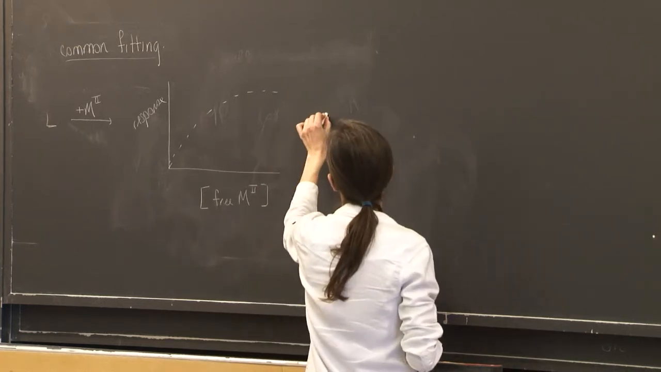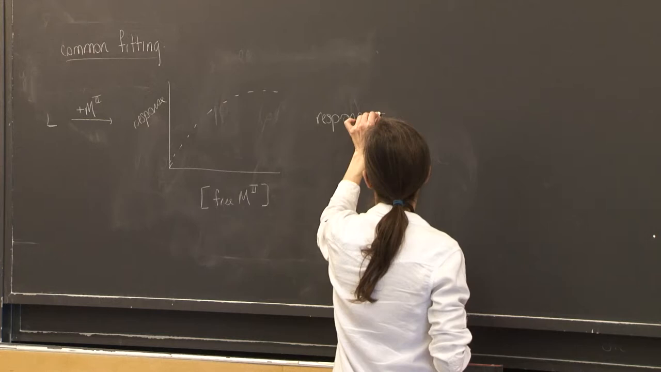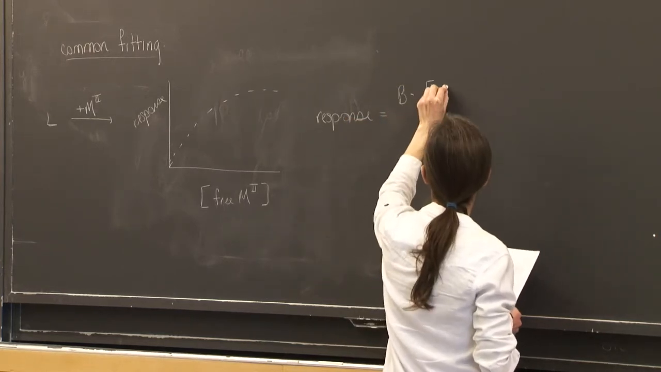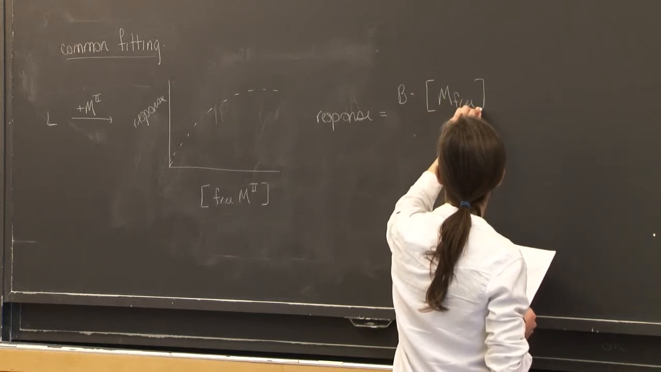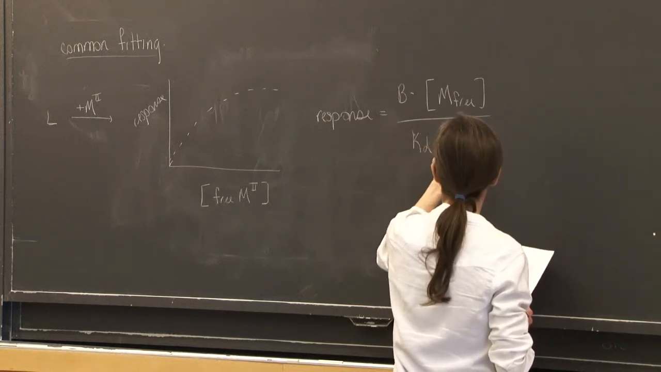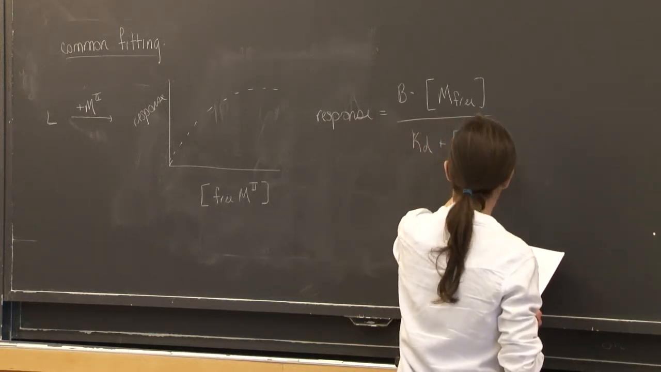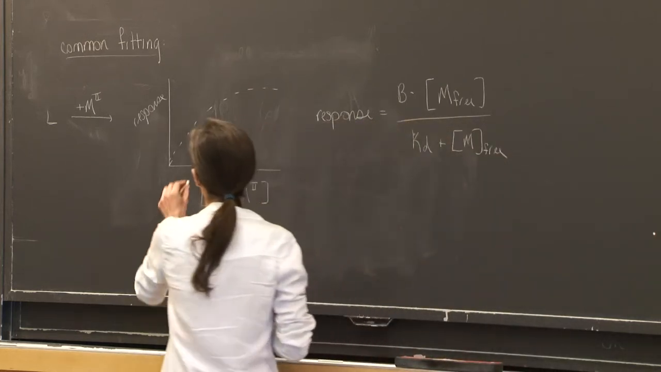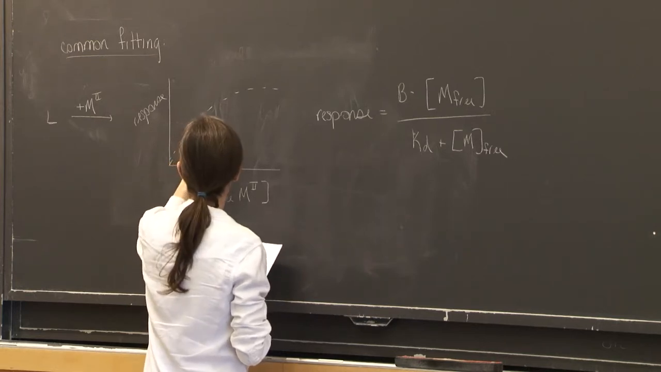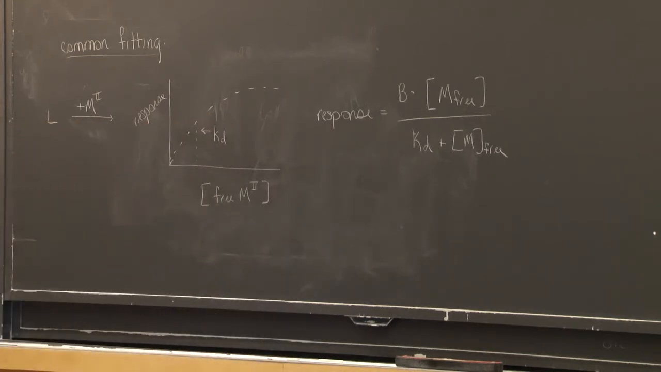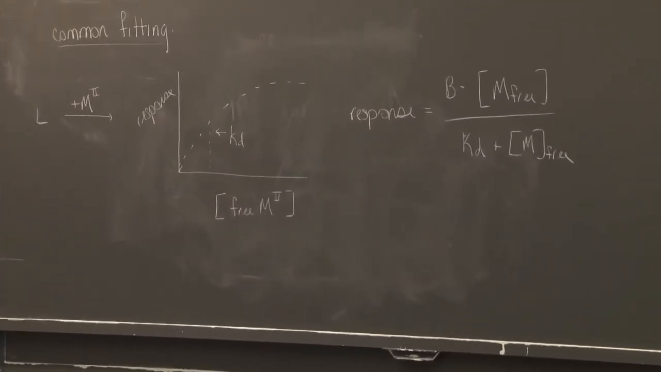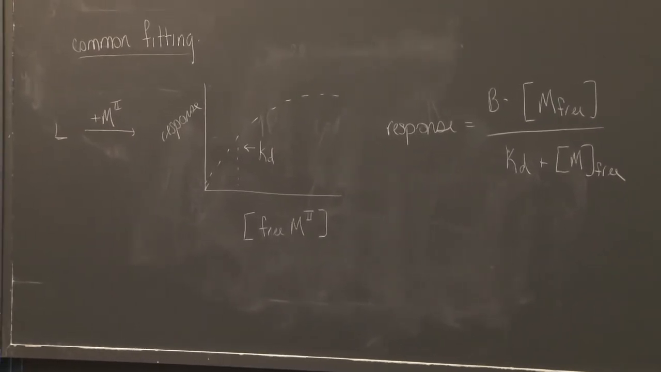What we can say is that the response equals a constant times the concentration of free metal over the Kd plus the concentration of free metal here, right? So effectively, we get the Kd. Okay, so similar to thinking about Km in steady state kinetics, but keep in mind the Kd and Km are two different things here, okay, for that.